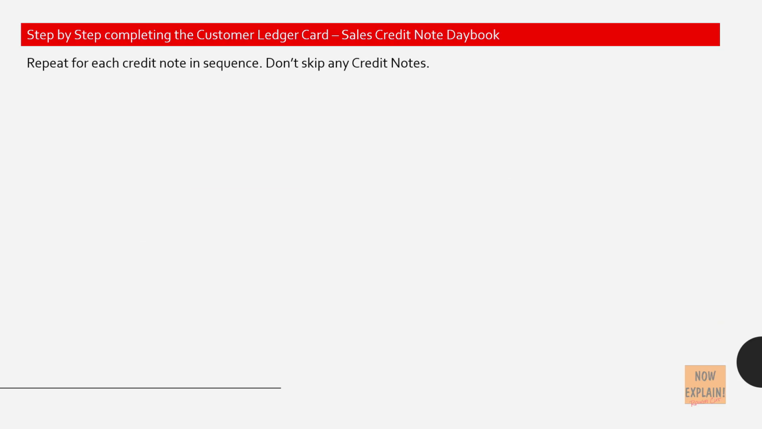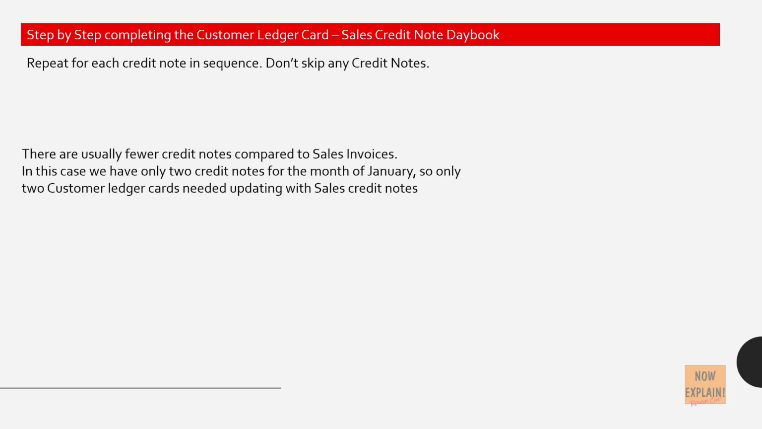Repeat for each credit note in sequence. Don't skip any credit notes. There are usually fewer credit notes compared to sales invoices. In this case, we have only 2 credit notes for the month of January, so only 2 customer ledger cards need updating with sales credit notes.